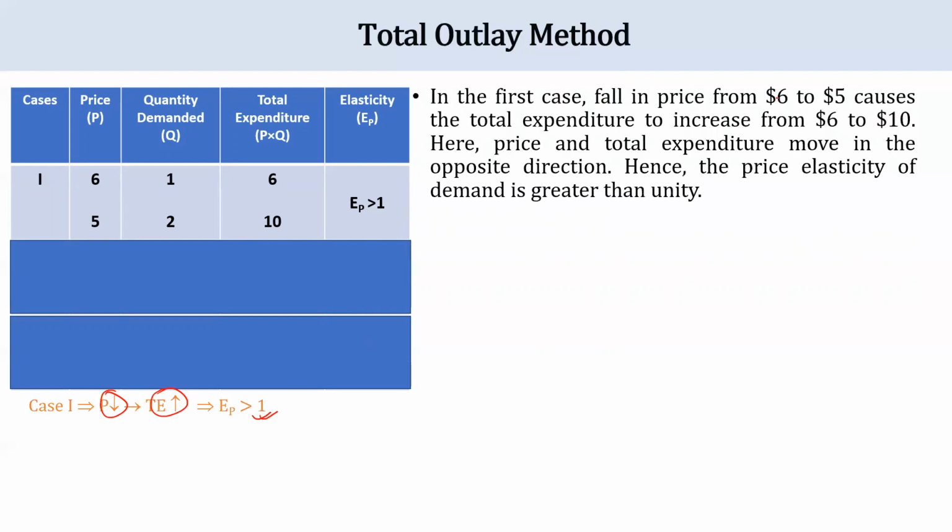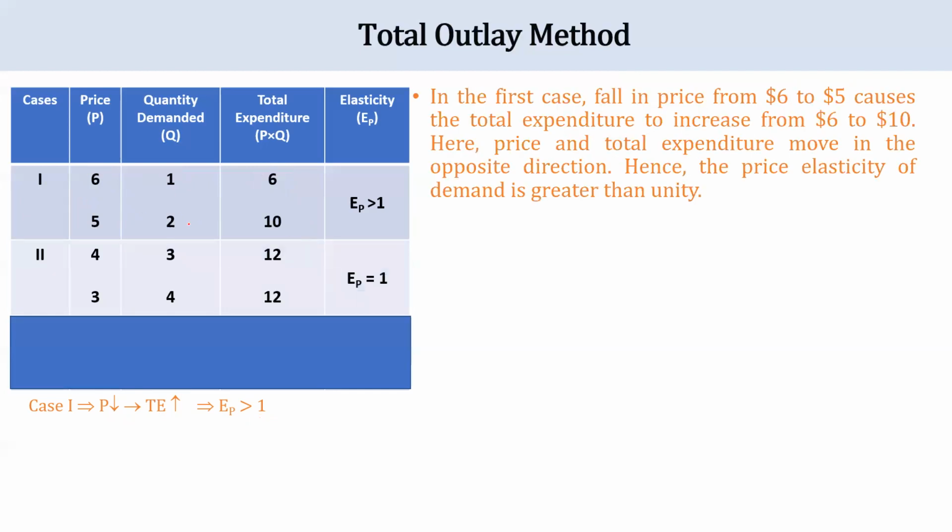In the first case, fall in price from $6 to $5 causes the total expenditure to increase from $6 to $10. Look at the table. Initially, total expenditure is $6 multiplied by 1, which equals $6. When price falls to $5, the quantity demanded increases to 2 units. That's why the total expenditure is $10. In this way, fall in price causes increase in total expenditure, right? So this is the case of EP greater than 1.